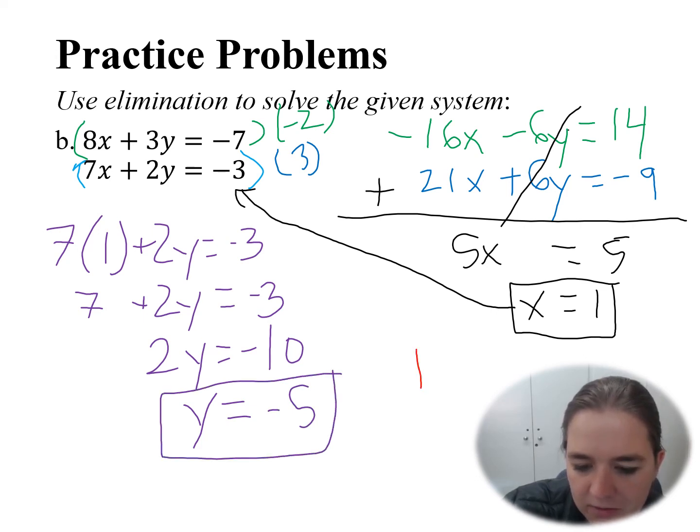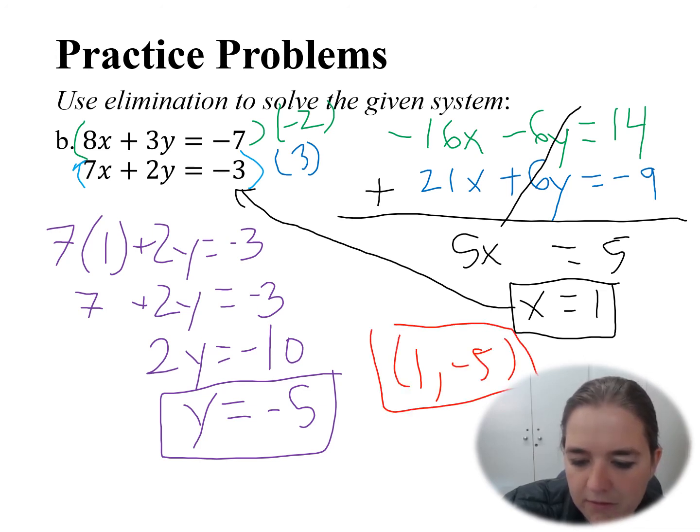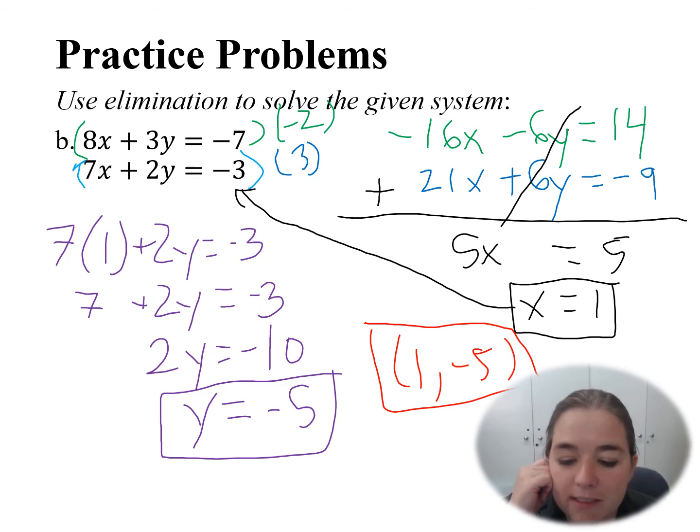Last step again is to plug those pieces in. I have an x value of 1 and a y value of negative 5. So the solution, the one and only solution to this system, is the value (1, -5).